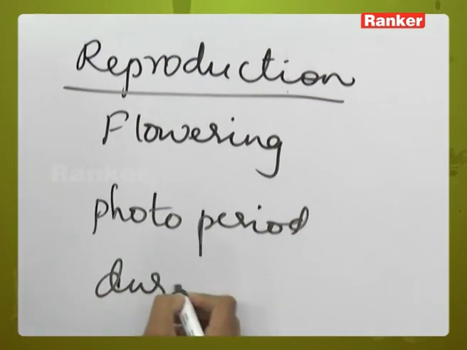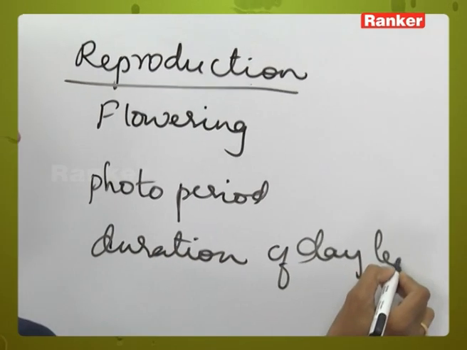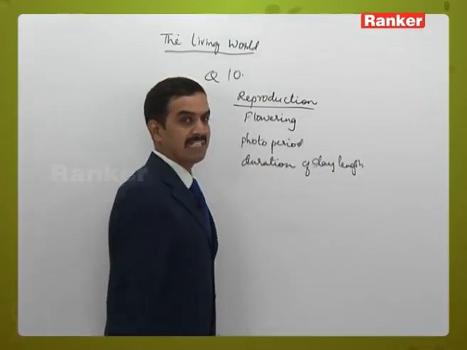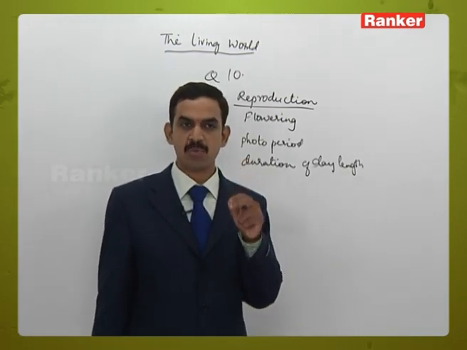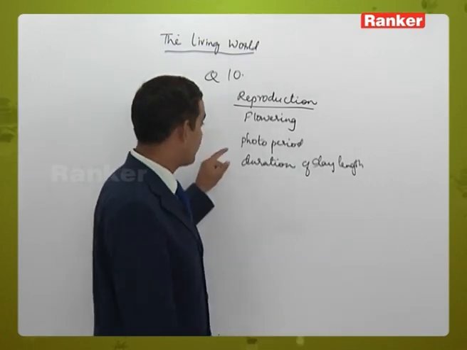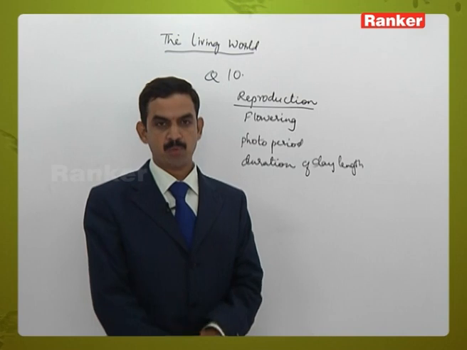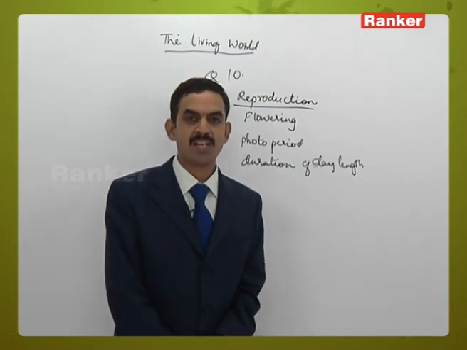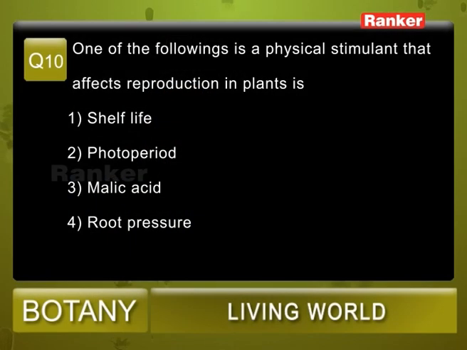That is, the duration of day length. That means the plants will receive the stimulus in the form of light, which will show its effect in the flowering process. So the physical stimulant that will affect the reproduction process in plants is photoperiod. So question number 10, the correct answer is 2.